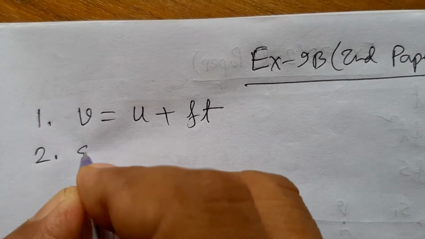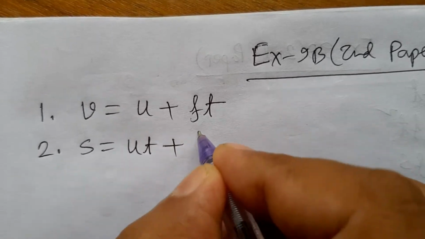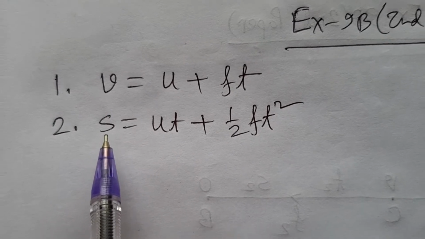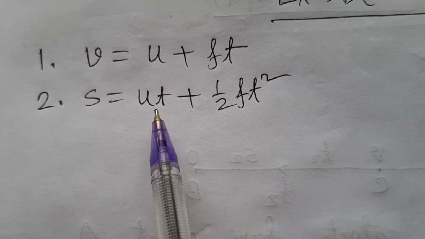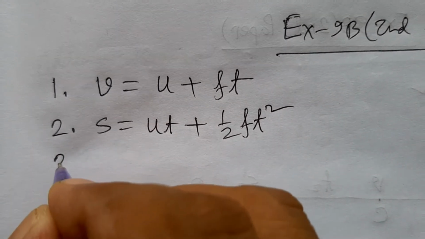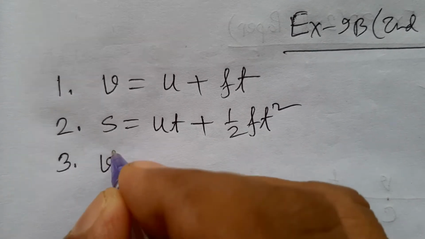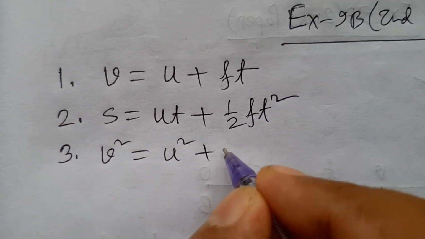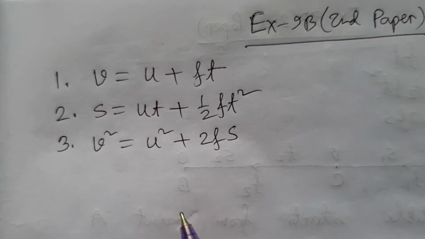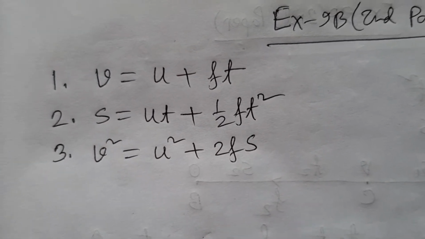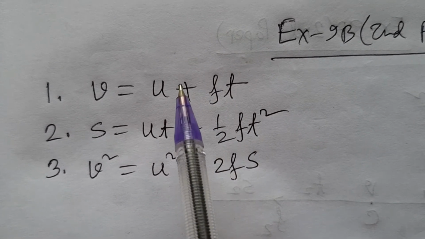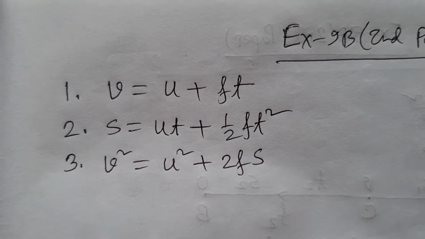Formula number 2 is S is equal to Ut plus half of Ft square. Here S is the distance covered by the particle, initial velocity is U, T for time, and F is acceleration. And the last formula is V square is equal to U square plus twice Fs. If F is acceleration, then we use plus sign in the formula, but if F is retardation, then we use minus sign in the formula.